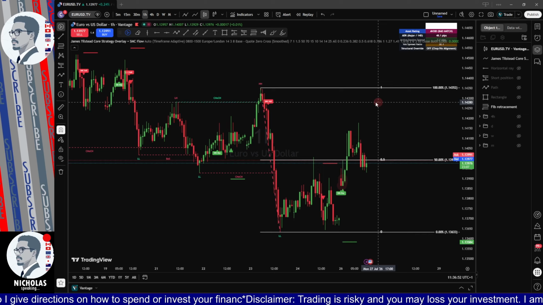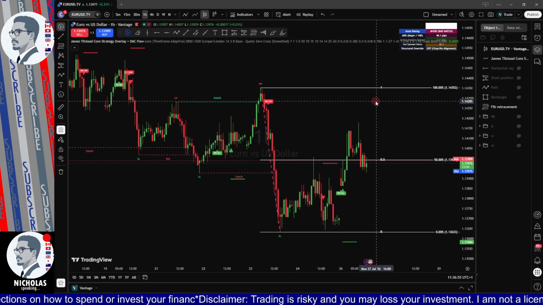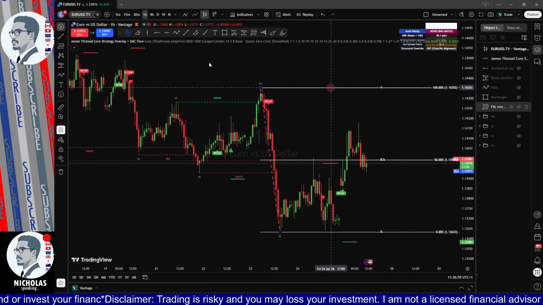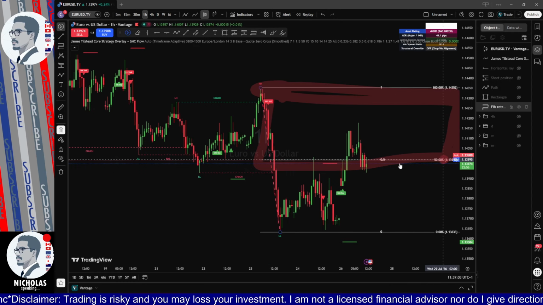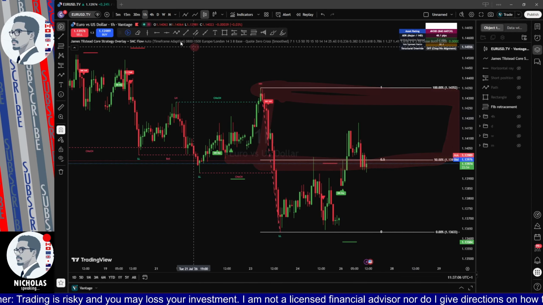So we have this strength divergence showing you to buy here. Now I have my fib locked on the higher time frame. What am I looking for as an entry? I'm looking for price to rally into the premium zone. So this higher area, anything above 50% is premium, right?